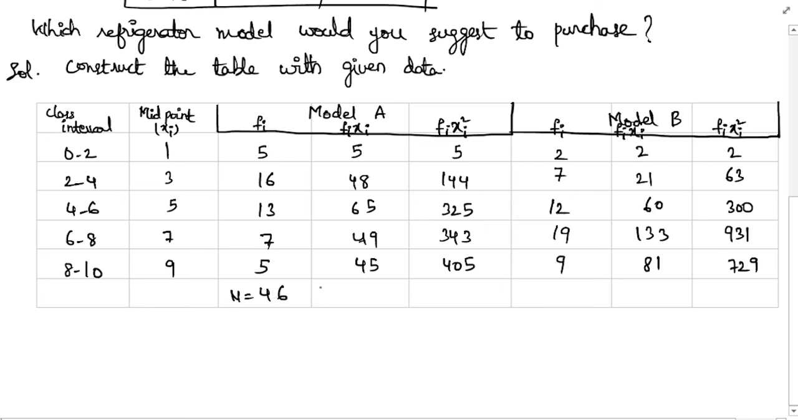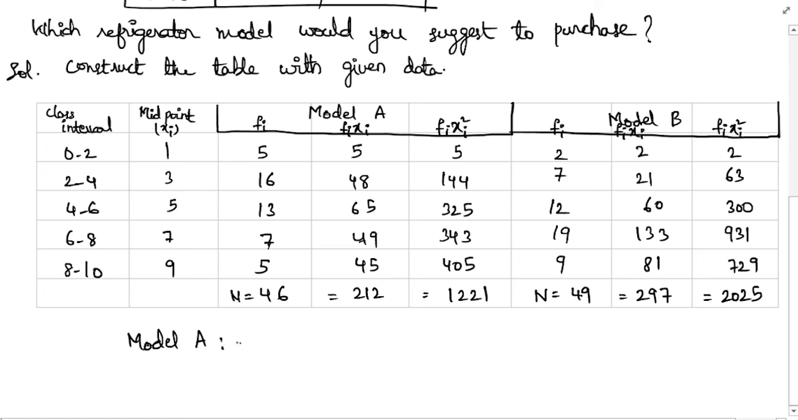And then the summation of this will be equal to 212. Then the summation of this is 1221. Then here it will be 49. This will be 297 and this will be 2025. Okay, so now we have all the values to calculate mean and variance.